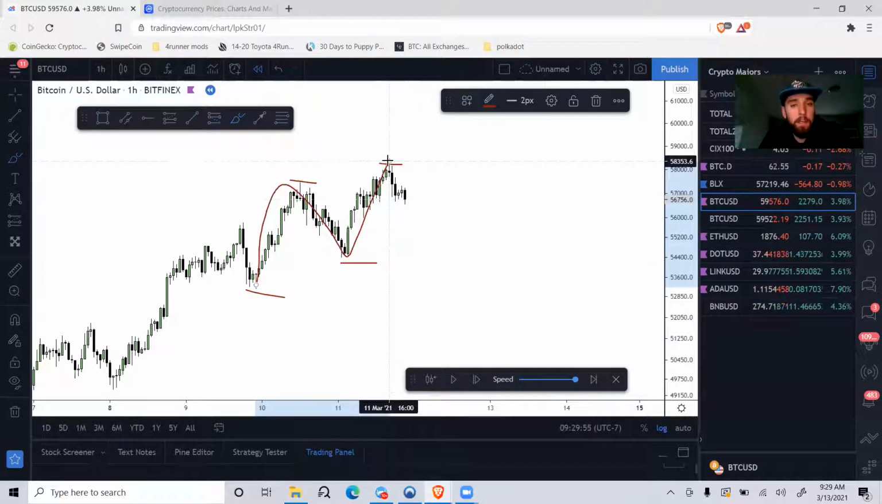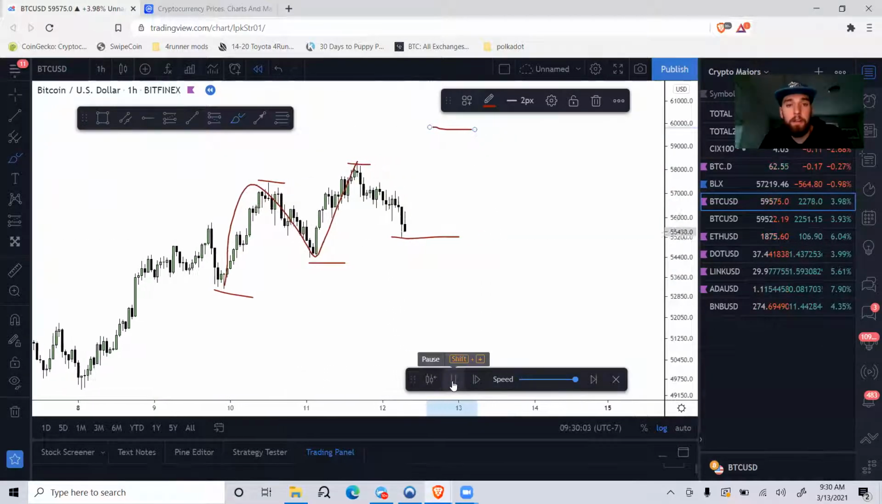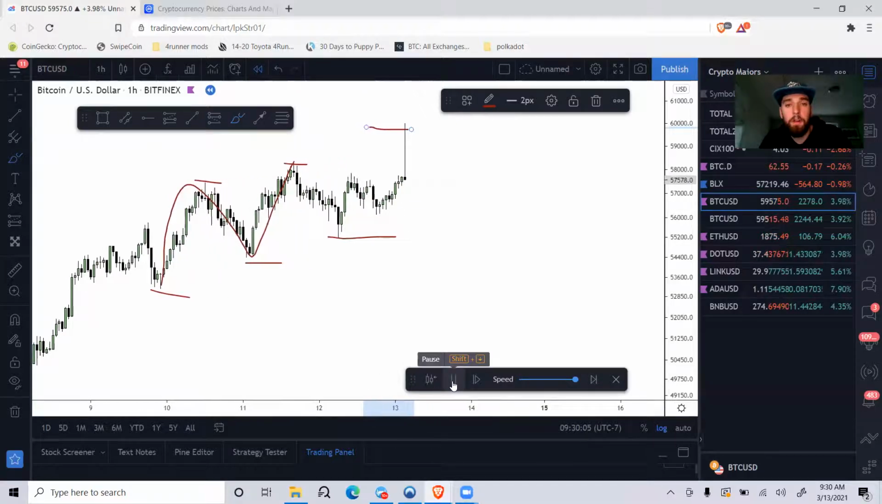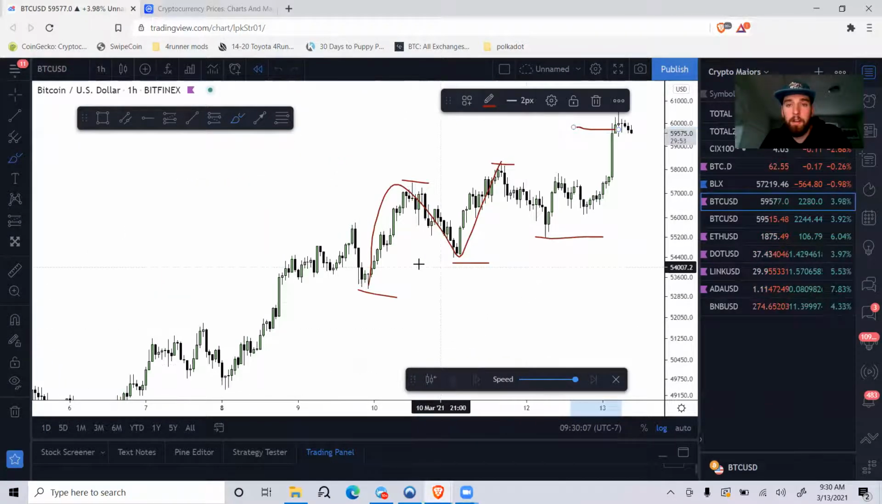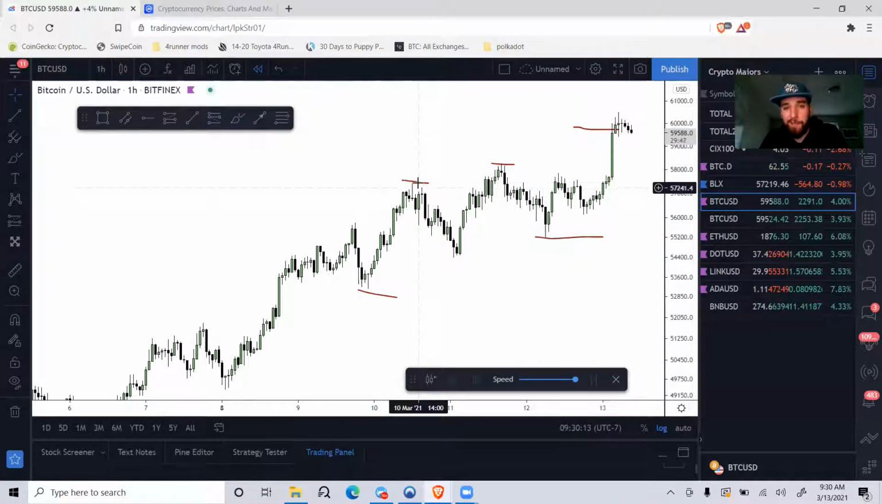Well, let's see. Do you guys think it's going to make another higher low potentially before it makes another higher high? Well, that's what it's been doing. So let's see if that happens again. Boom. Look at that. And this is literally the price action of Bitcoin today. This is the price action that we had of Bitcoin today.